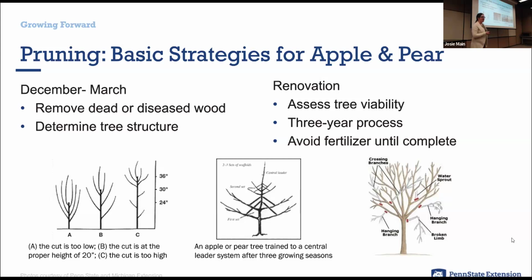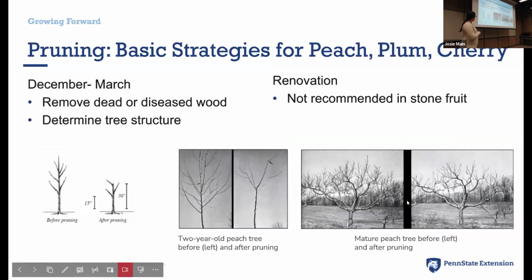Stone fruit, and again, this kind of shows the difference in trees. You can prune stone fruit pretty aggressively. Peach does best under heavy pruning, so you're always going to prune your stone fruit heavier.